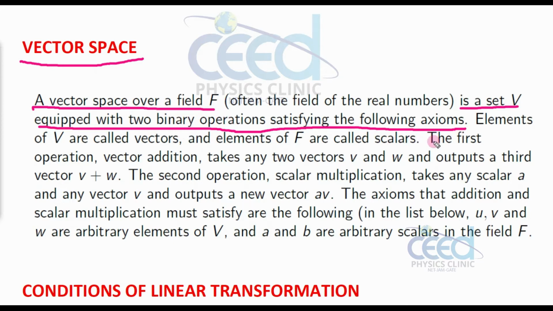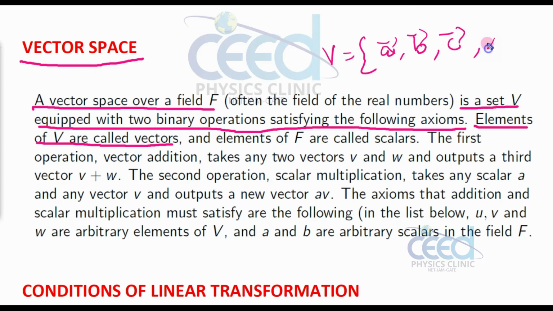Binary operation means, we have a set V. The elements of V are called vectors. So we have a set V, and in this set there are a number of vectors. All available vectors are the members of this vector space. That is a, b, c, or any vectors x, y, z, etc. And the elements of F are scalars. So there are some scalars also.